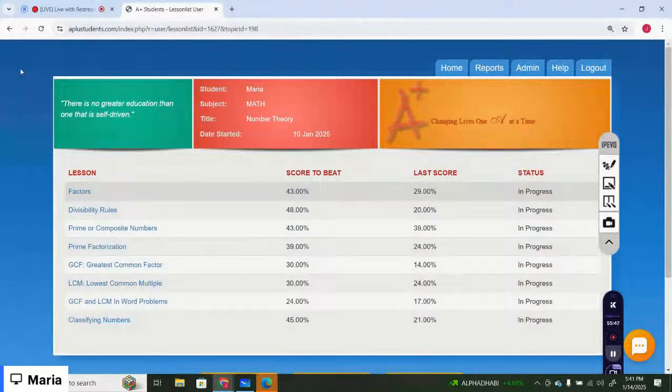Or you can write down the questions in the chat box. I'm here to answer all your questions and confusions if you have any.